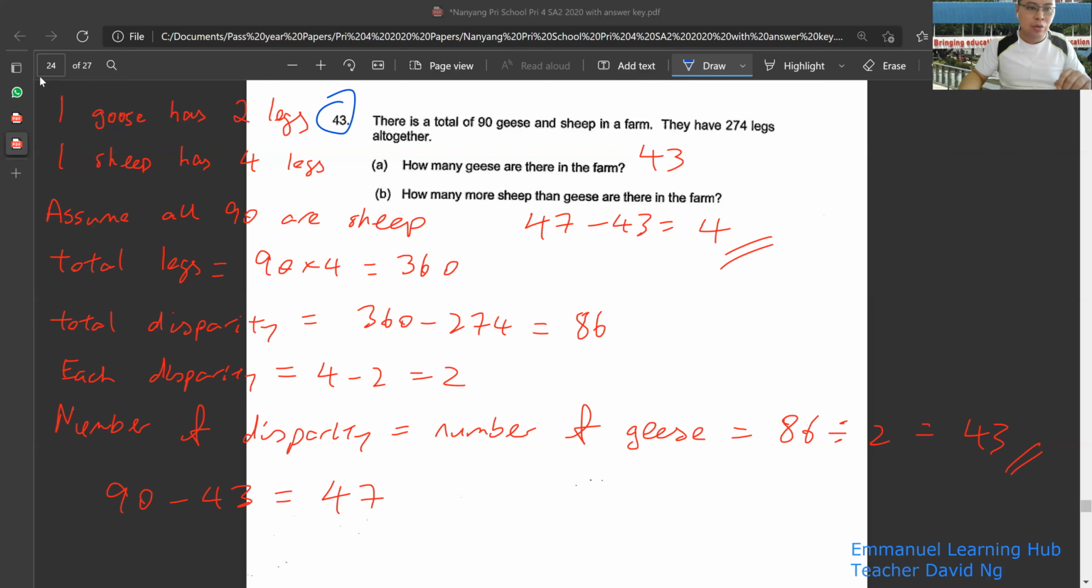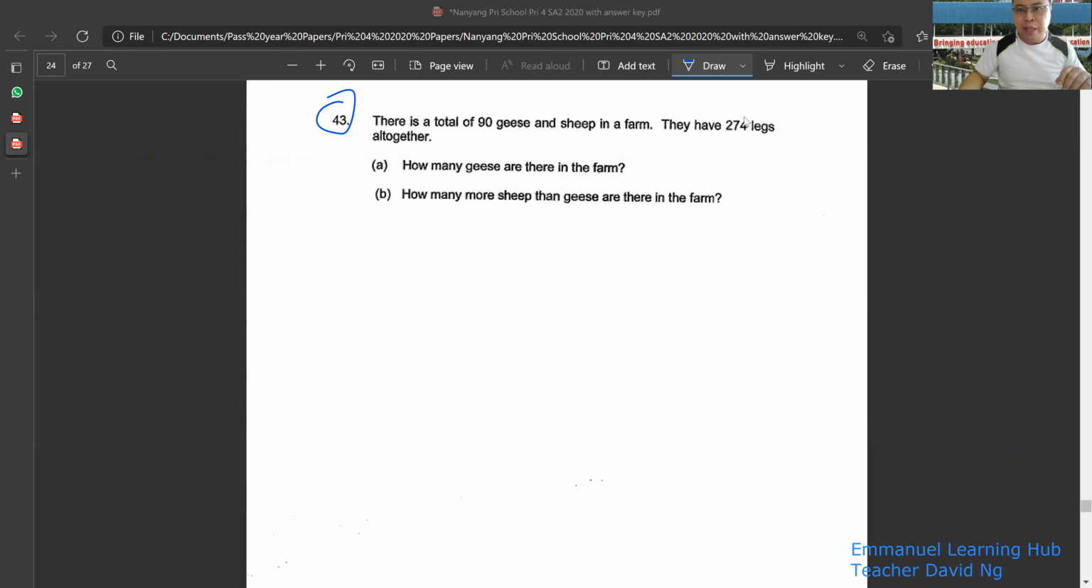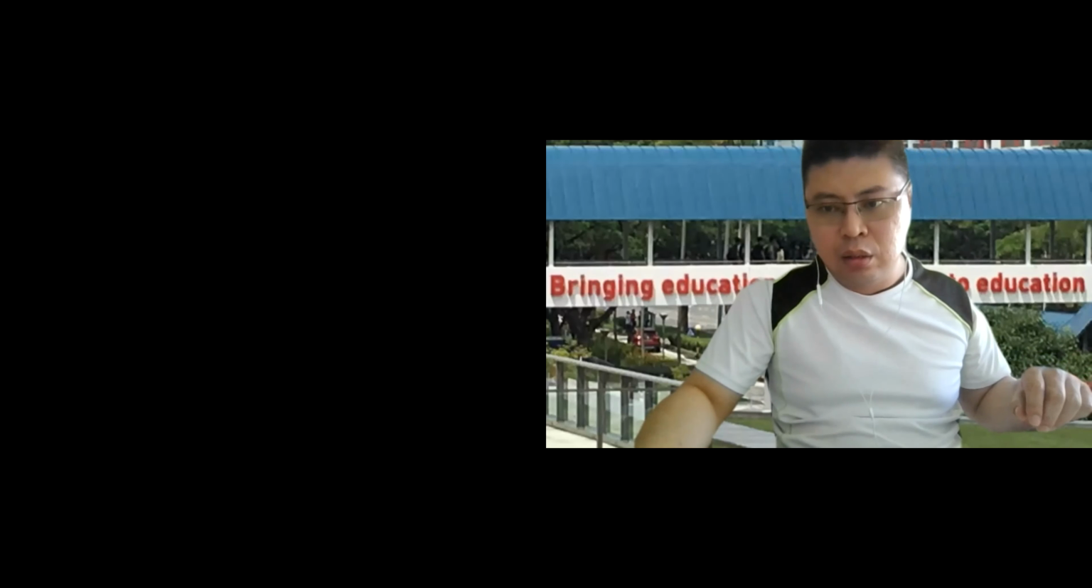Okay, let me erase this part. You can reattempt this whole paper in full. Okay. So I wait a minute.